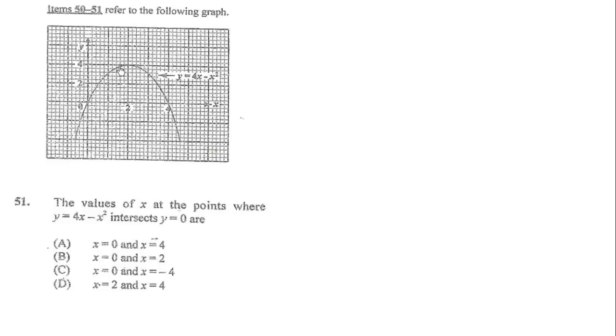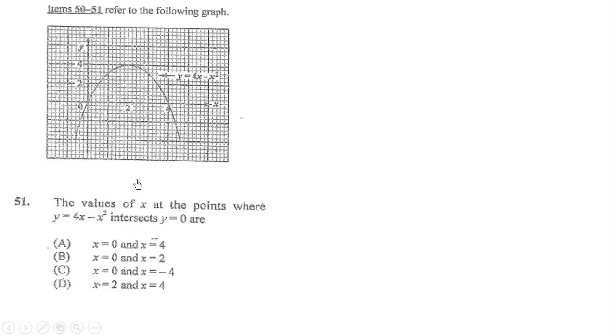In this tutorial, we will see how to solve questions 51 to 60 of the CXC January 2019 paper. The first question is: the values of x at the points where y equals 4x minus x squared intersects y equals 0 are.